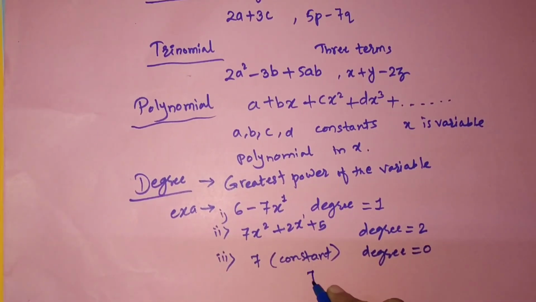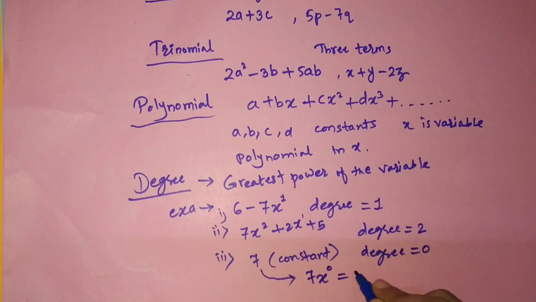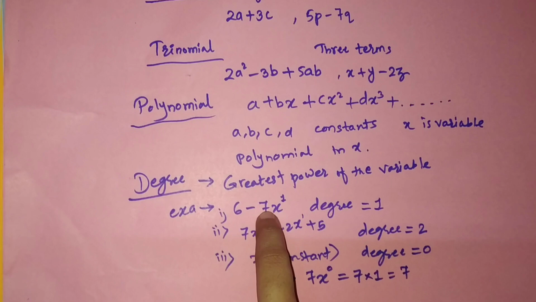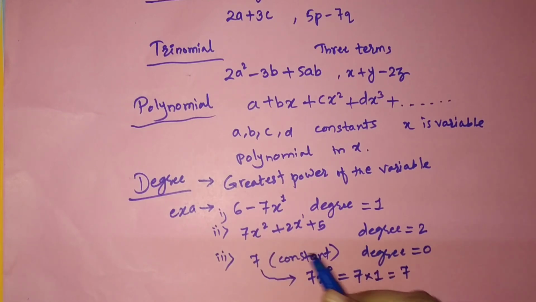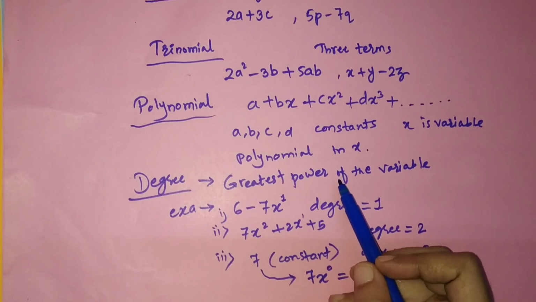Suppose I can write this 7 as 7x to the power 0, and we know that x to the power 0 is nothing but 1. So actually it is 7 only. So you can say any constant has a degree of 0. And for other polynomials, you can say they have the degree as the greatest power of their variables.